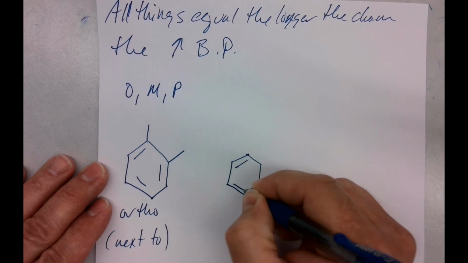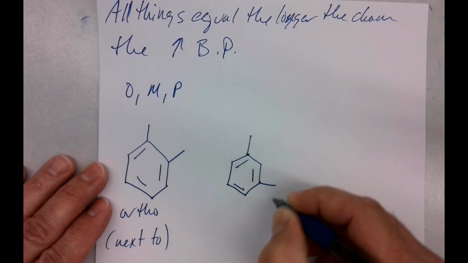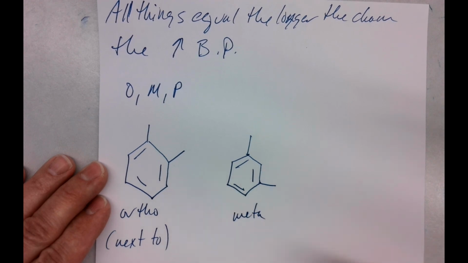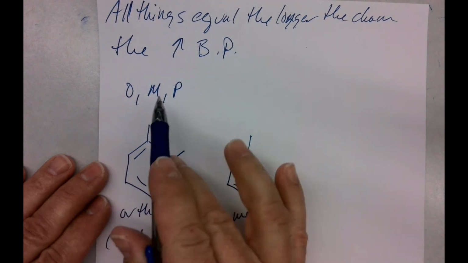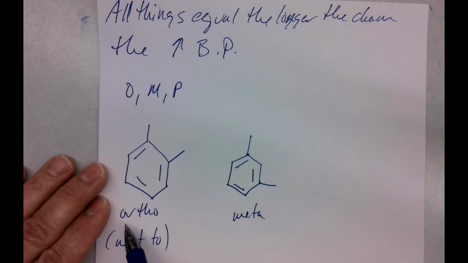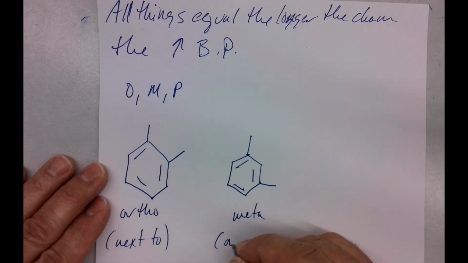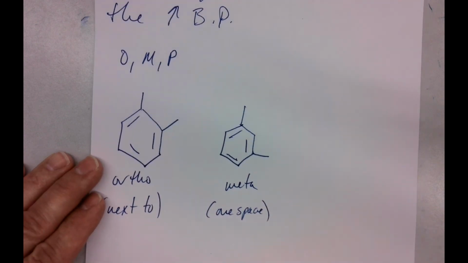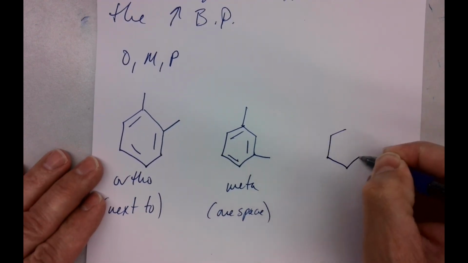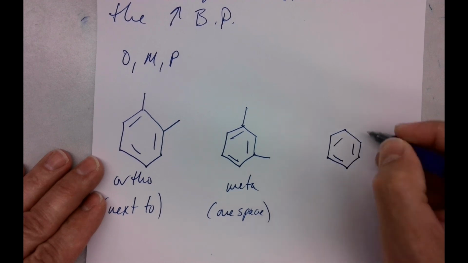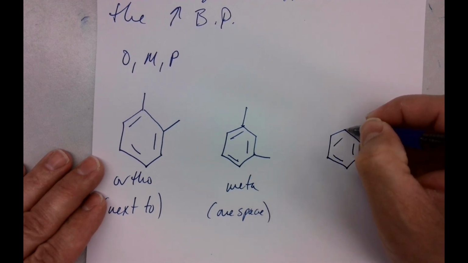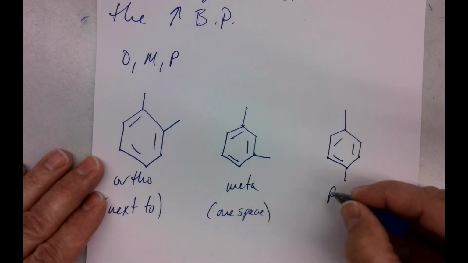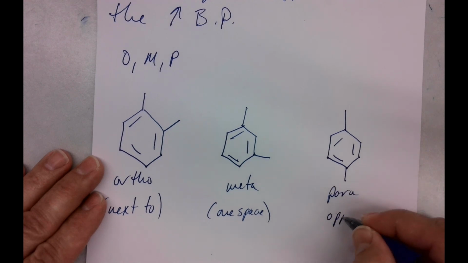Okay? Meta looks like this. This is meta. And they'll abbreviate it O, M, and P. Or they'll write ortho, meta, or para. Meta means there is one space in between them. And obviously you have para. What do you think para means? Yeah, para is opposite.